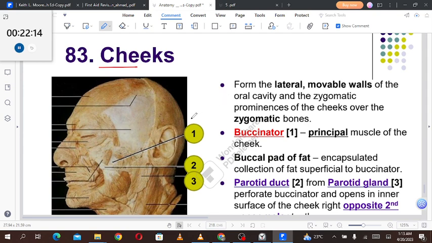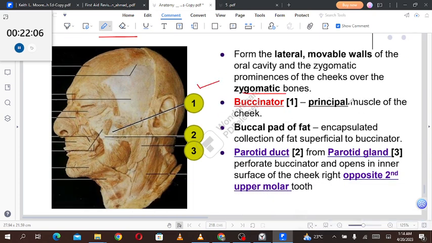The lateral cheeks form the lateral movable wall of the oral cavity, and the zygomatic prominences of the cheek are over the zygomatic bone. The first muscle is the buccinator muscle, the principal muscle of the cheek. Then there is the buccal fat pad, an encapsulated collection of fat superficial to the buccinator. In adults it is very small in quantity, but in newborns or babies, because they have to do the suckling activity, to prevent the cheeks from being compressed between the upper and lower jaw, or maybe the teeth later in life, there is a very excessive fat pad. That is why the faces of children look circular or spherical.